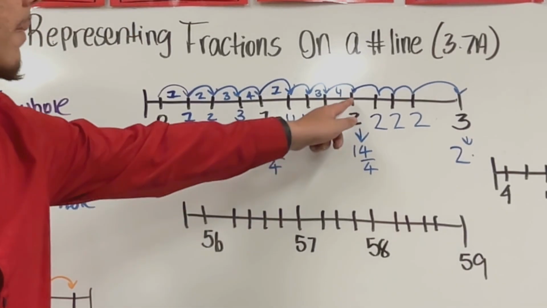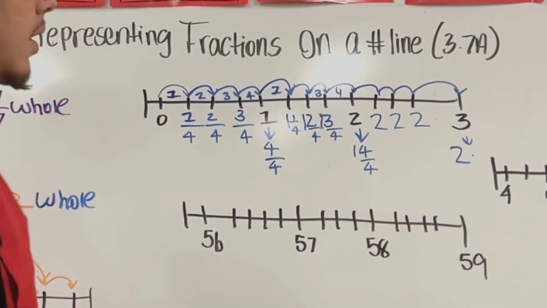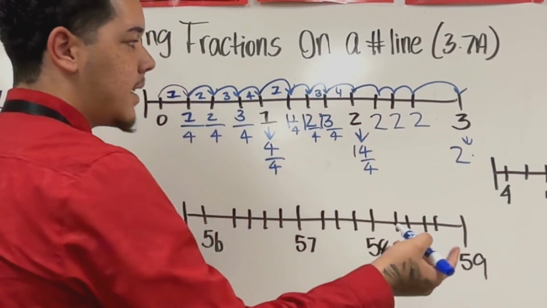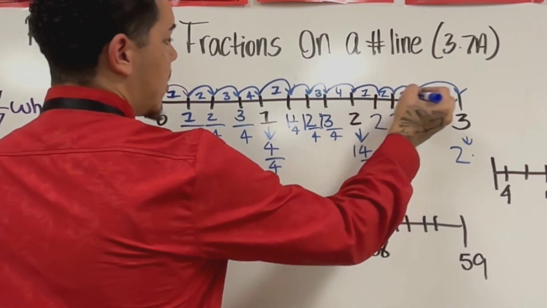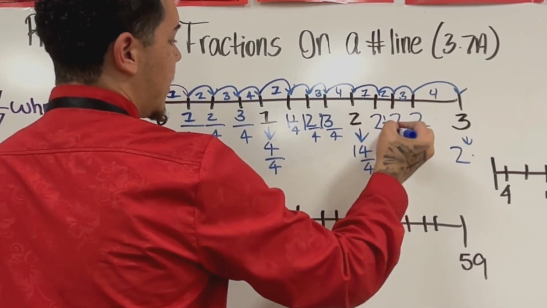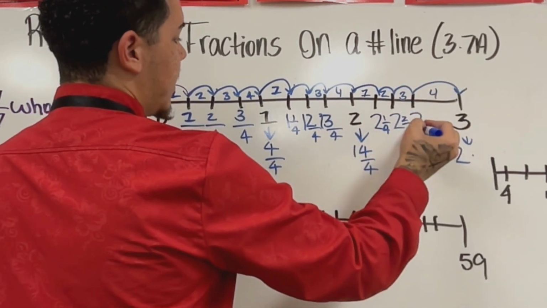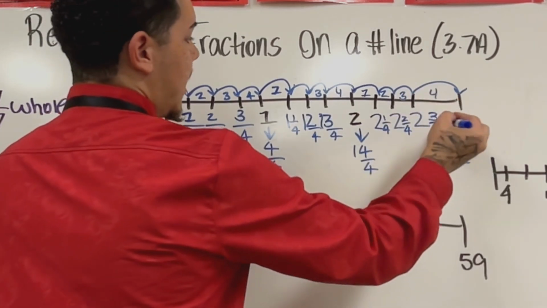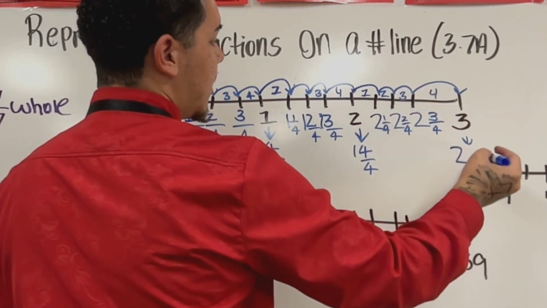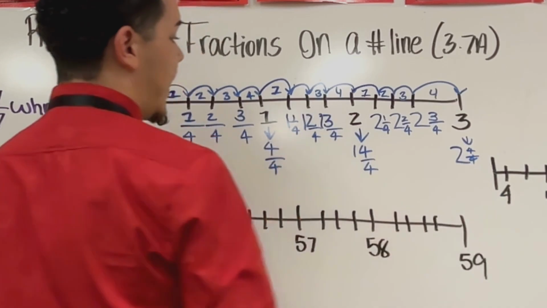Okay, so to jump from this number to the next interval will be what? 1. And how many total parts did we just say we had? Well, that's 1, 2, 3, 4. So this will be 2 and 1/4. The next one will be 2 and 2/4. The next one will be 2 and 3/4. And the next one will be 2 and 4/4, which made an official whole.